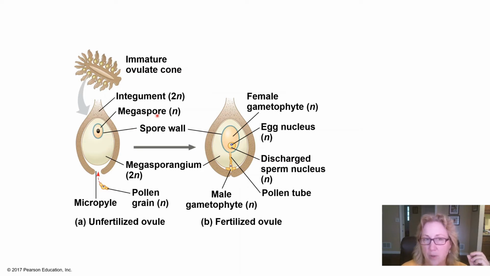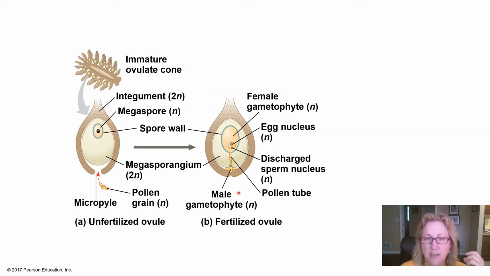So the megaspore is going to divide by mitosis and produce the female gametophyte, which in seed plants is extremely tiny. In gymnosperms, it's a few cells. In angiosperms, it's down to 3 cells. One of the cells produced by the female gametophyte is going to be the egg, and that is what's going to be fertilized by the male gametophyte.